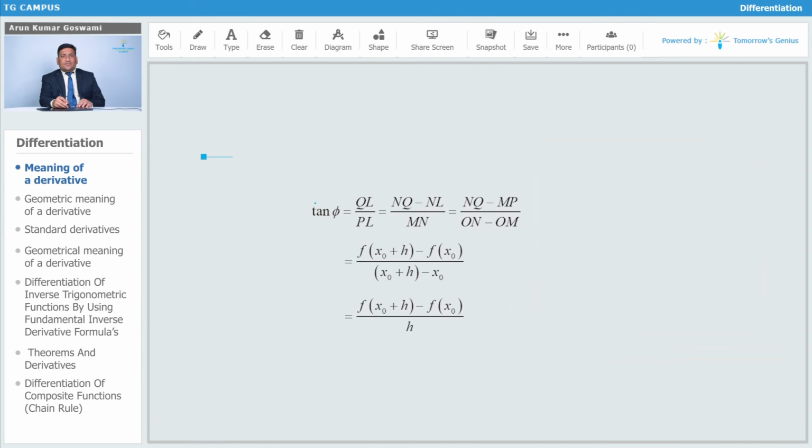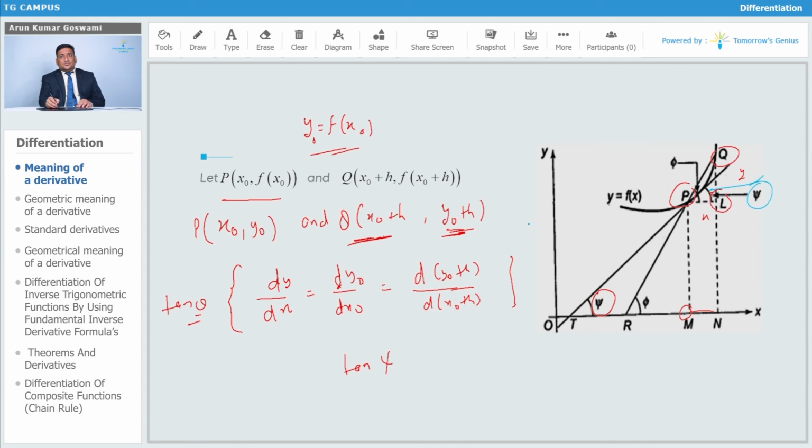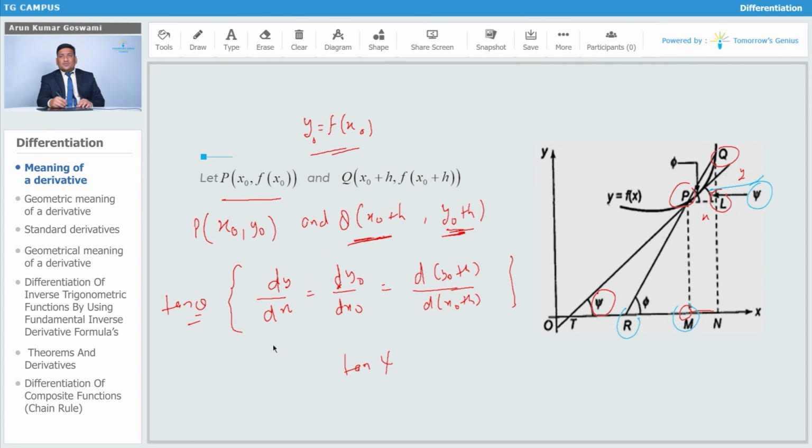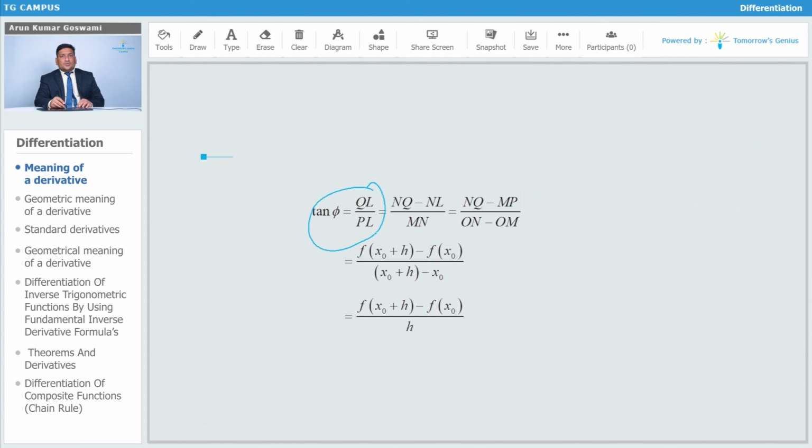Now you can see that I'm finding tan phi from the figure. Tan phi is nothing but QL by PL. In the triangle, this is my R and this is M, and my PL is equal to MN, and my PM is equal to NL. So from this triangle, using trigonometric ratios, I got tan phi equal to QL by PL. Now QL can be written as NQ minus NL, as you can see from the diagram.